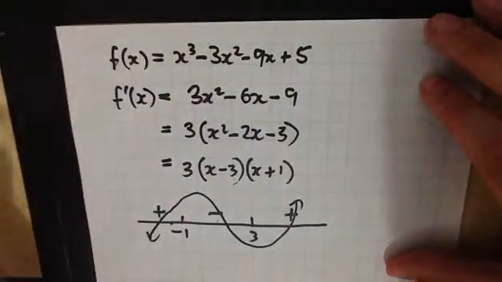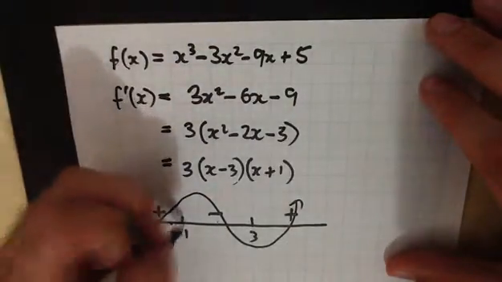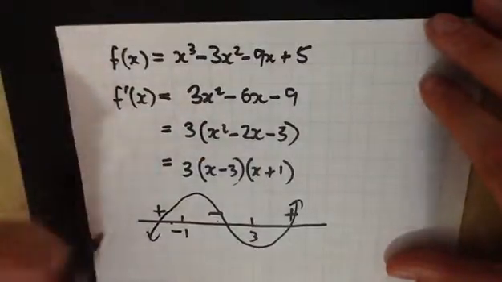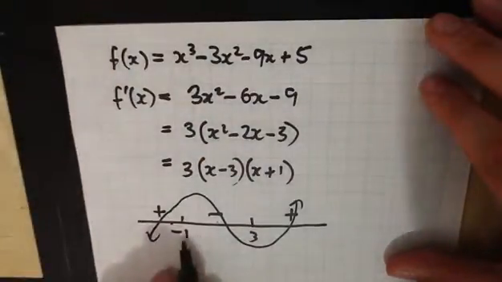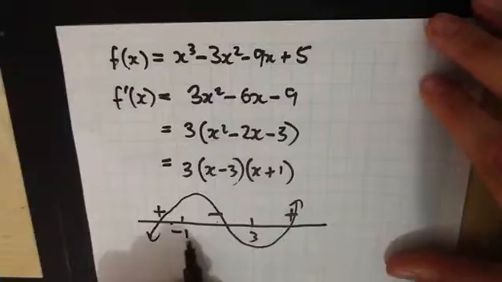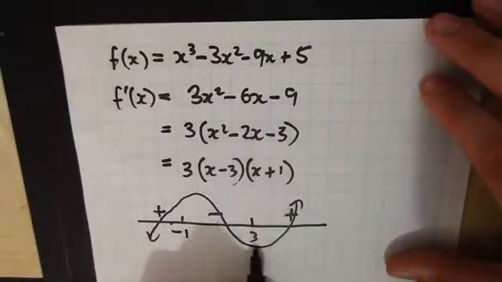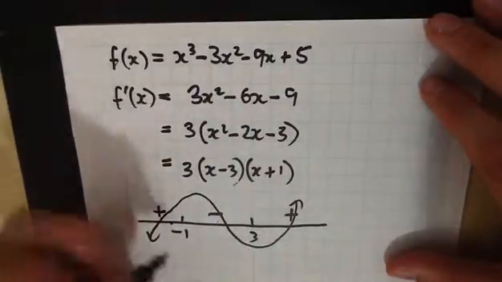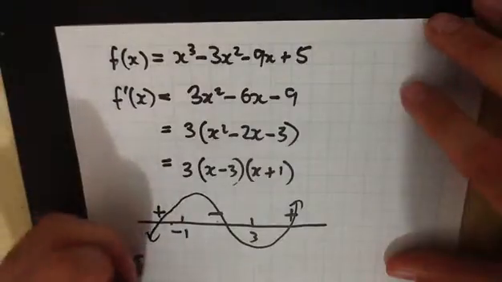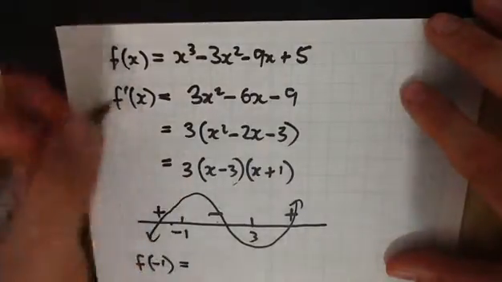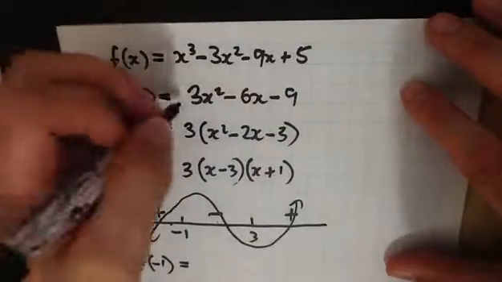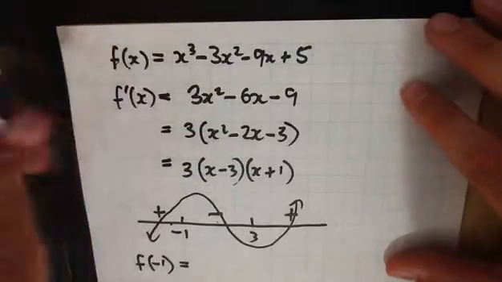Okay, so I have a local maximum here and a local minimum here. But I haven't finished because I need to get coordinates. This tells me the x coordinate of this maximum. It does not tell me the y coordinate. It tells me the x coordinate of this minimum, not the y coordinate. So to get the y coordinate, I have to sub this x value into the original function, not into the derivative. I sub it into the original function.